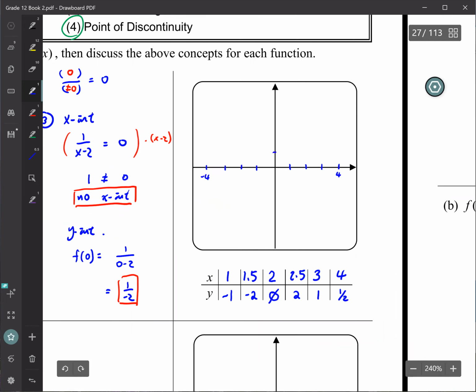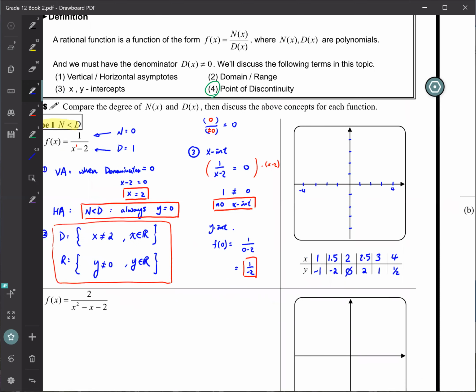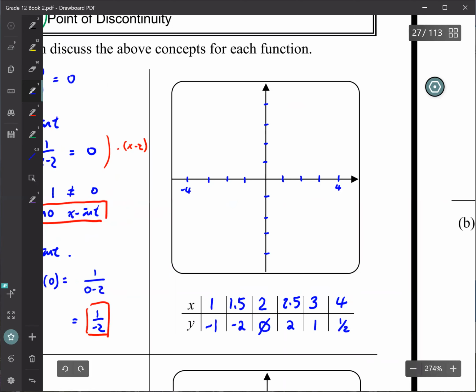1, 2, 3, 4. And before you draw the points, let's draw the asymptotes too, vertical and horizontal asymptote. And you can grab a different color pen, so it's clearer.